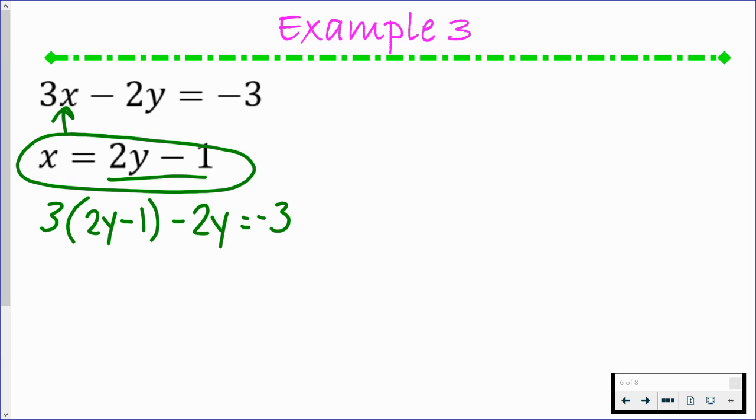Okay, now I'm going to clean up what I can. So I'm going to distribute this 3 to both terms inside the parentheses. 3 times 2y is 6y. 3 times negative 1 is negative 3. And again, bring down everything else that I can.